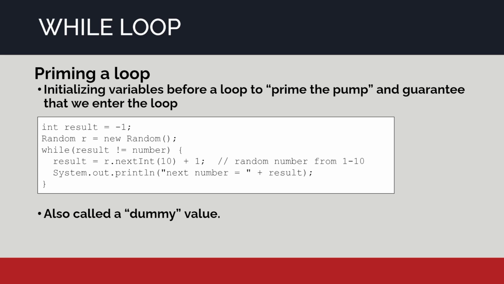So if we want to check the result against the number that we're trying to guess, then we need to set it to some initial dummy value. That's another term for this. And in this code example, we just use -1 again. That's a good dummy value if you know that we're trying to guess a number between 1 and 10. We know it's never going to be -1, so let's just start at -1 just so we can get inside our loop and start guessing.